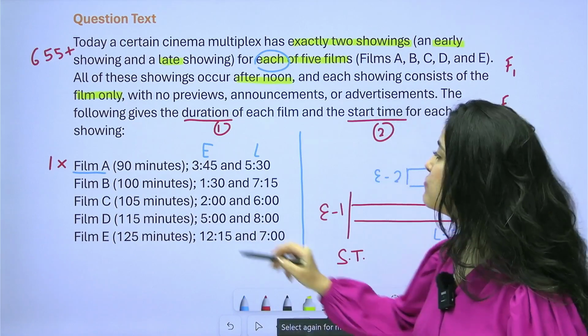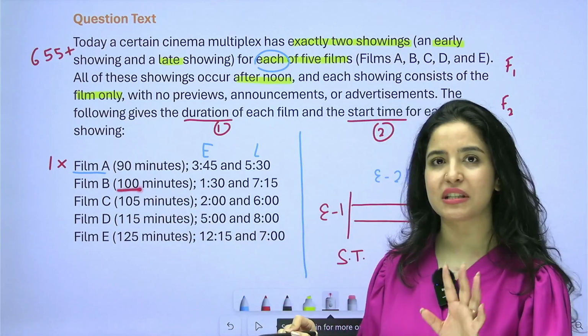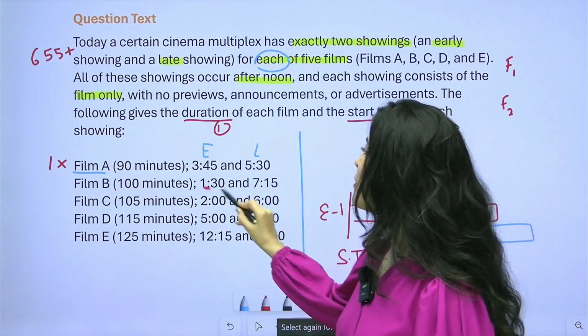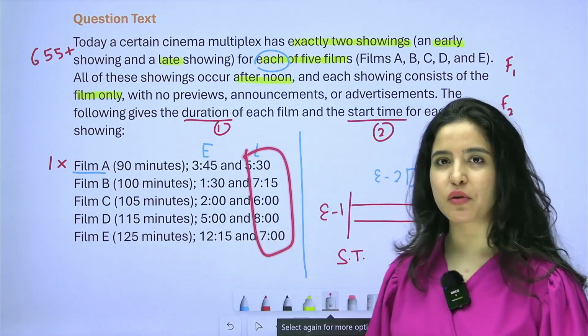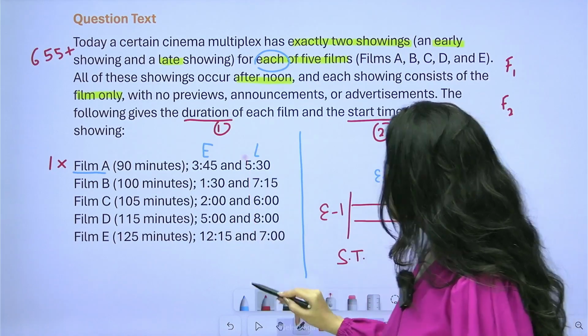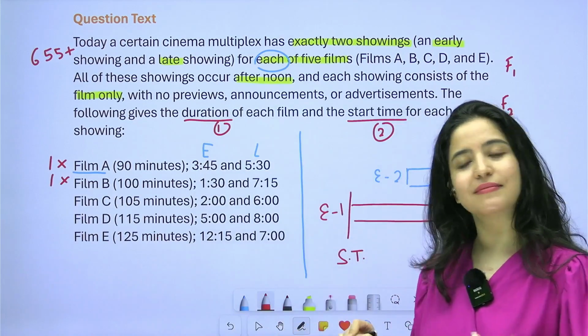Then similarly, check the second one. It starts at 1:30, ending in 100 minutes, which is less than 2 hours, right? So it'll end before 3:30. Do you have any late show which starts before 3:30? No, you don't. What that means is even film B cannot be the first film. Nice, easy.